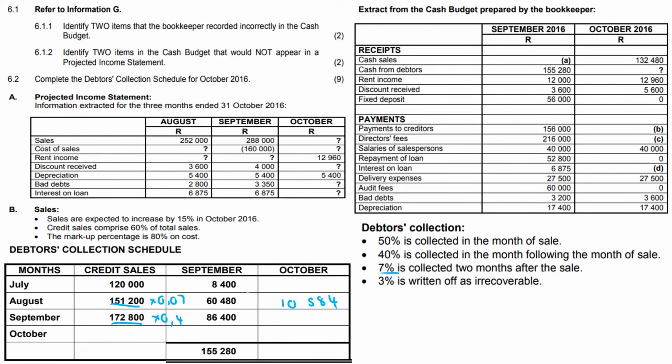Pick a method, pick decimals, pick percentages, whatever makes you feel more comfortable, stick with that method. So 172,800 times 40%, or 0.4, is equal to 69,120. It's a terrible joke if you know Tekashi 69, that rapper. And this October amount we've already calculated. We are just going to multiply that by 50%, because that is the month of the sale. And that gives us a grand total of 99,360. If we add these three amounts together, we get 179,064. And that is the question.